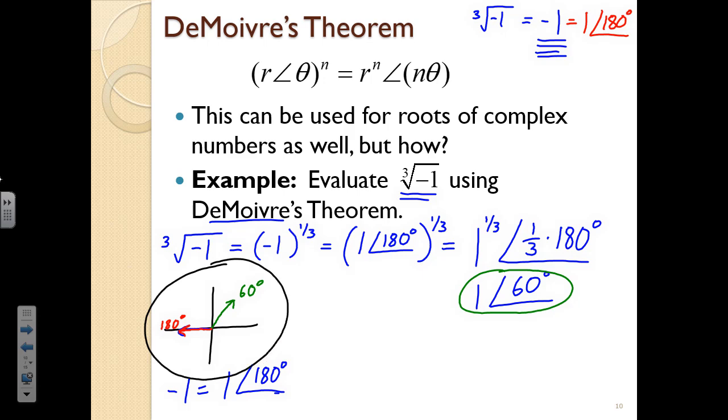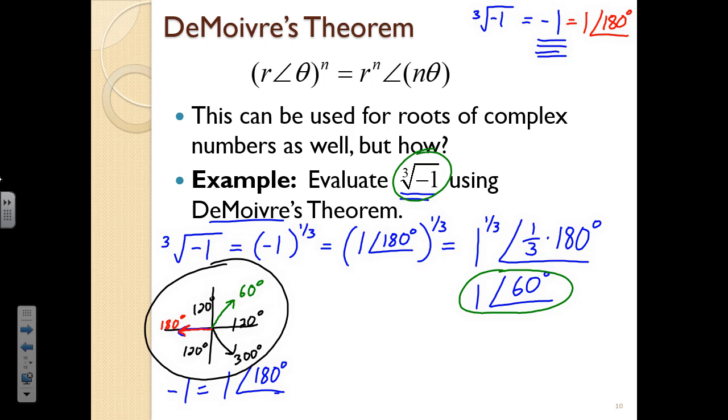Take a look at this picture right down here for a minute. Notice that 60 degrees and 180 degrees, those are 120 degrees apart. There's a third root that's 120 degrees apart from each of those. That is to say, there's another one down here at -60 or at 300 degrees. The thing I want you to notice is that there's 120 degrees between all of these. And so to answer our question, find the cube root of -1 using De Moivre's theorem, we just did it. There are 3 of them.